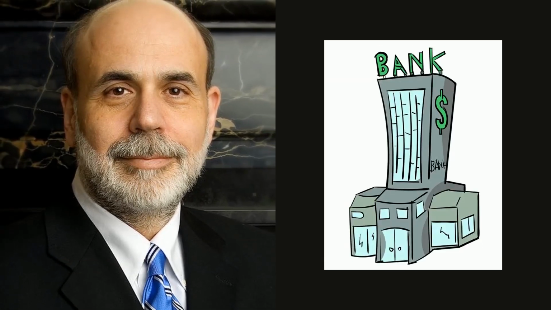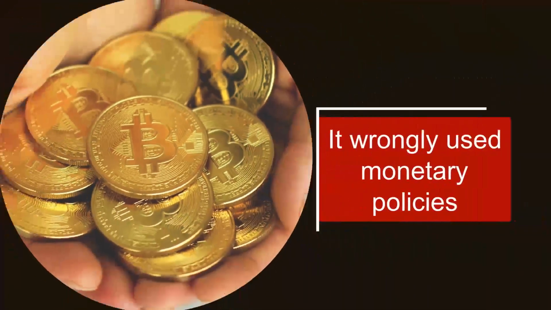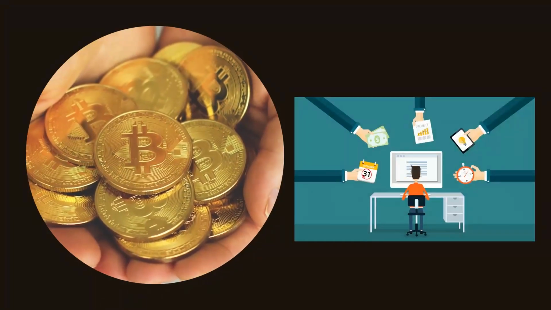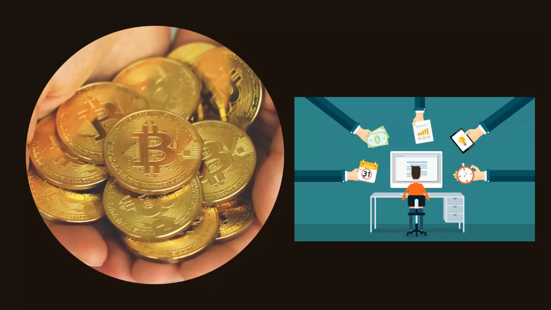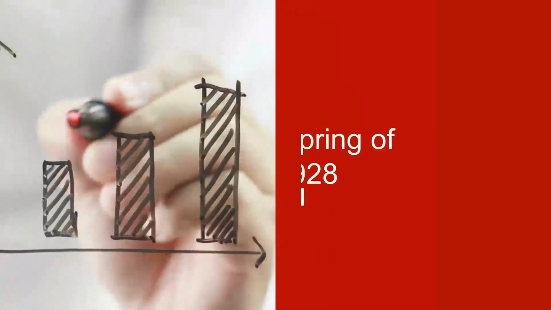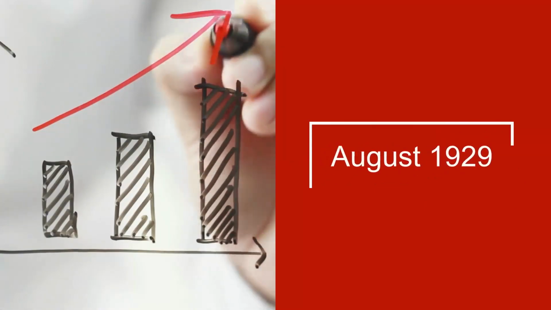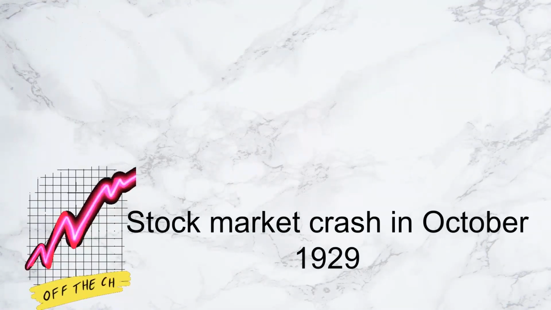According to Ben Bernanke, the past chairman of the Federal Reserve, the central bank helped create the Depression. It wrongly used monetary policies. Bernanke highlighted several key Fed mistakes. The Fed began raising the Fed funds rate in the spring of 1928. It kept raising it through a recession that began in August 1929. That's what caused the stock market crash in October 1929.